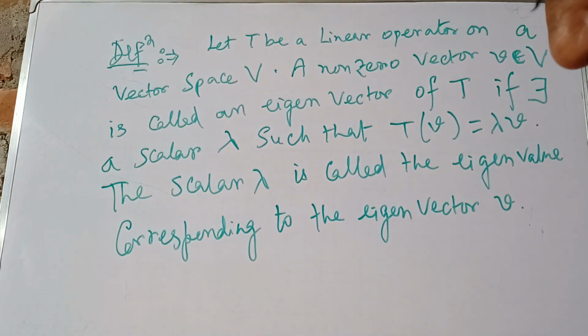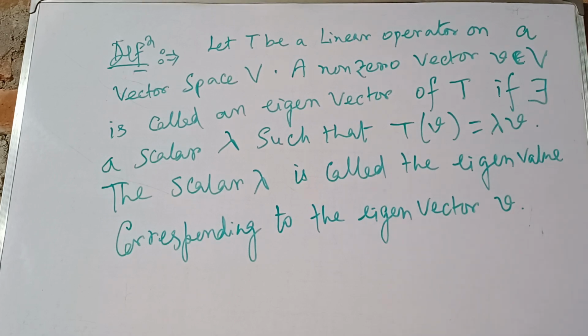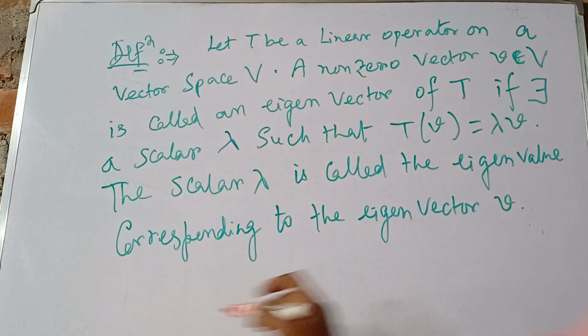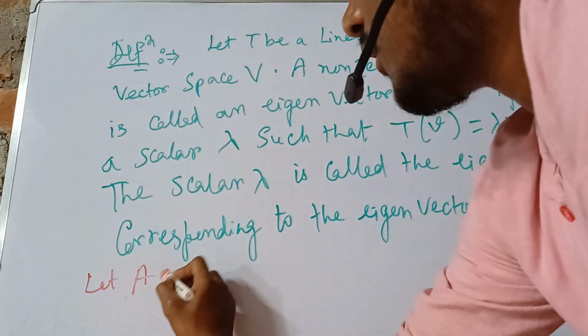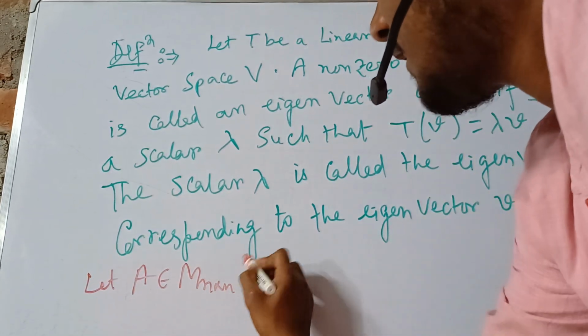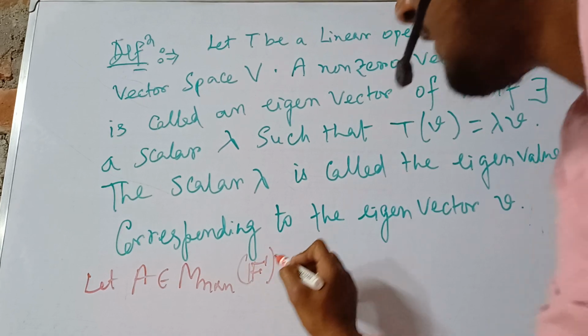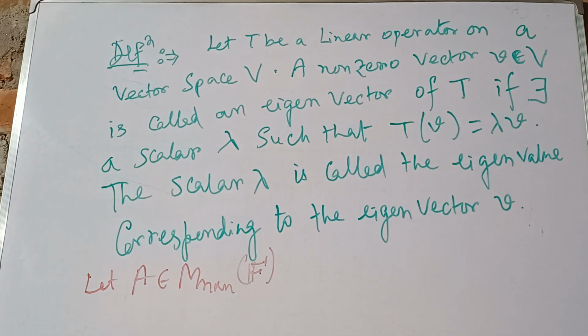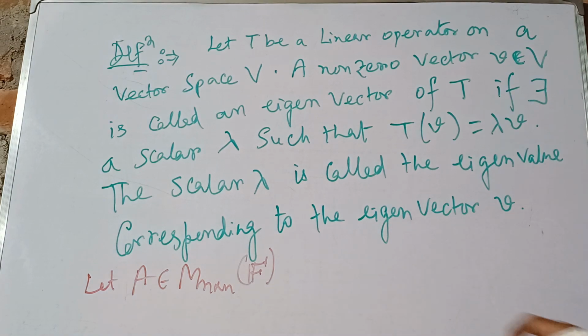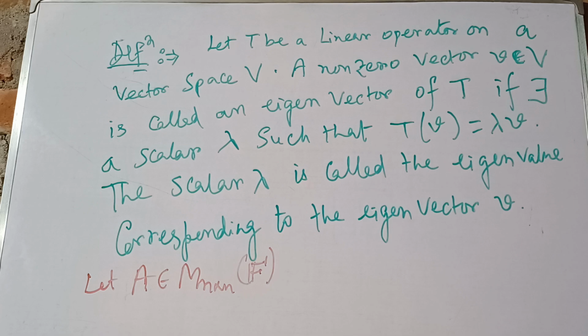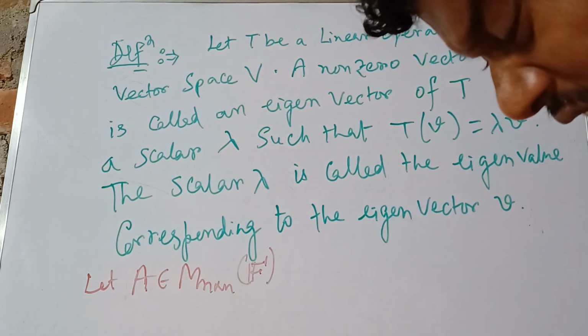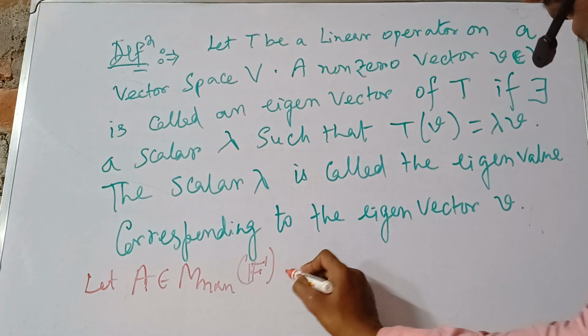Now in this way we also discuss the eigenvector and eigenvalue of a matrix. This one was for a linear operator; now we discuss a matrix. Let A belong to M n cross n of F. That means A is a square matrix, n cross n, with elements from some field F. Okay, then what happened here?